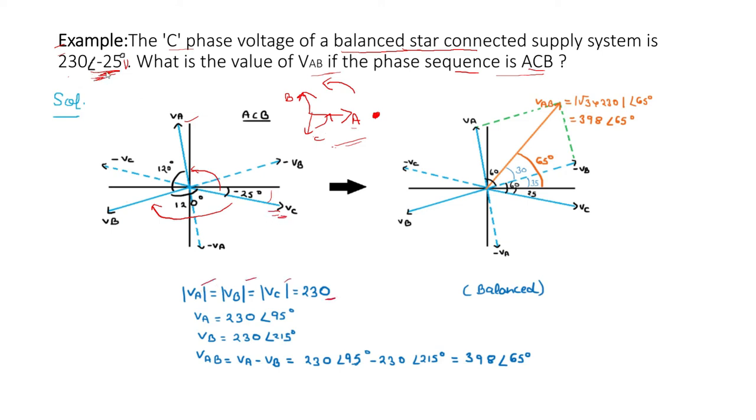And since C is at minus 25 degrees, what is the angle of A? We will add plus 120 degrees. Therefore, VA is 230 angle 95 degrees. And then what is VB? VB is VA plus 120 degrees, so here we will add plus 120 degrees, then we get this VB. And VAB is what? VA minus VB. So we will put this value and we get VAB is equal to 398 angle 65 degrees. So this is how you calculate it theoretically.